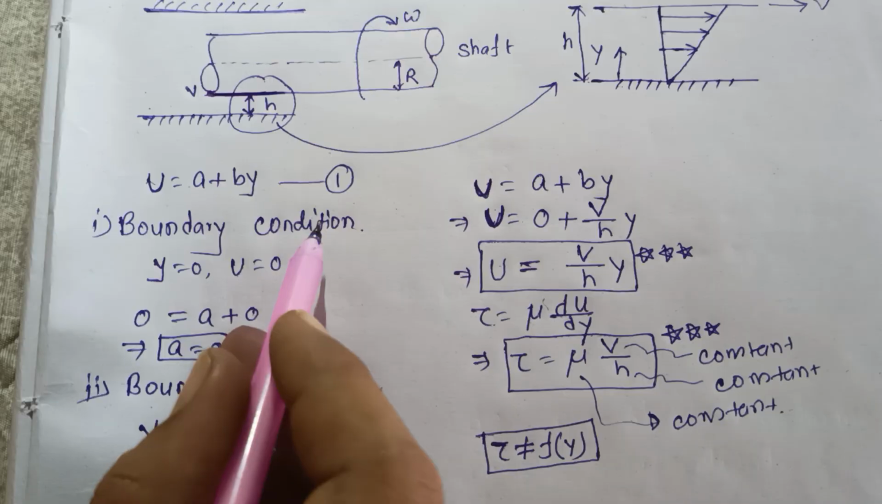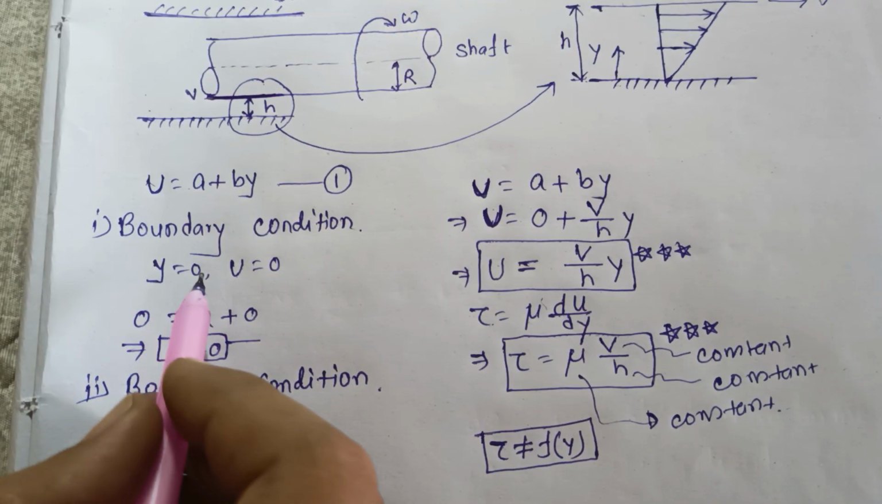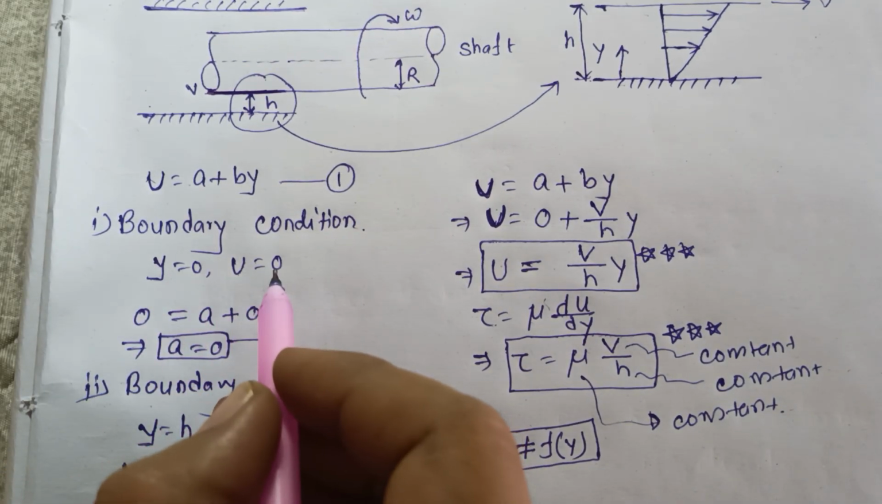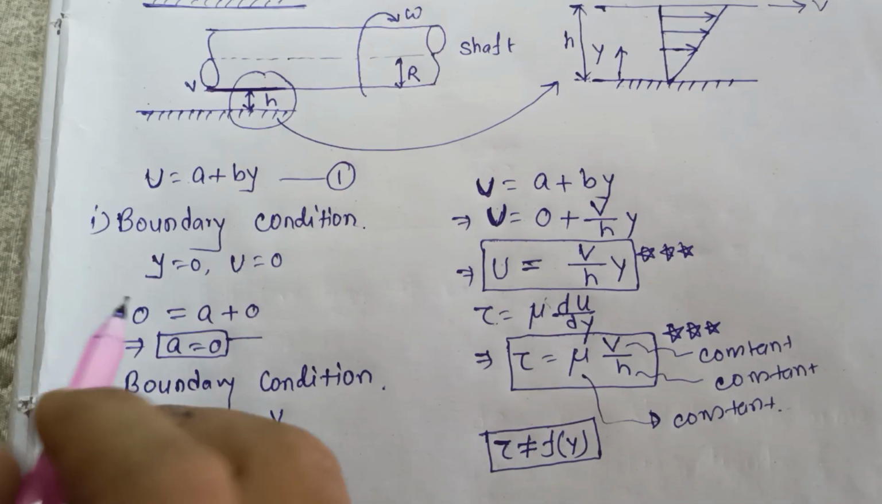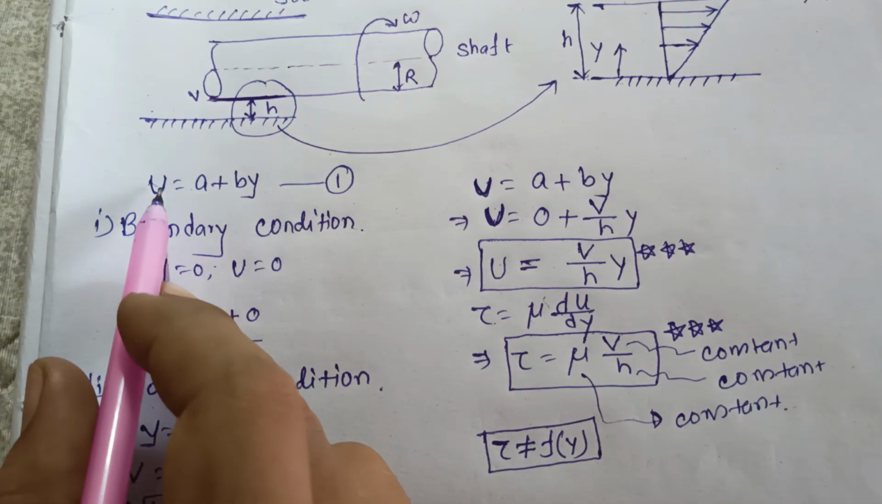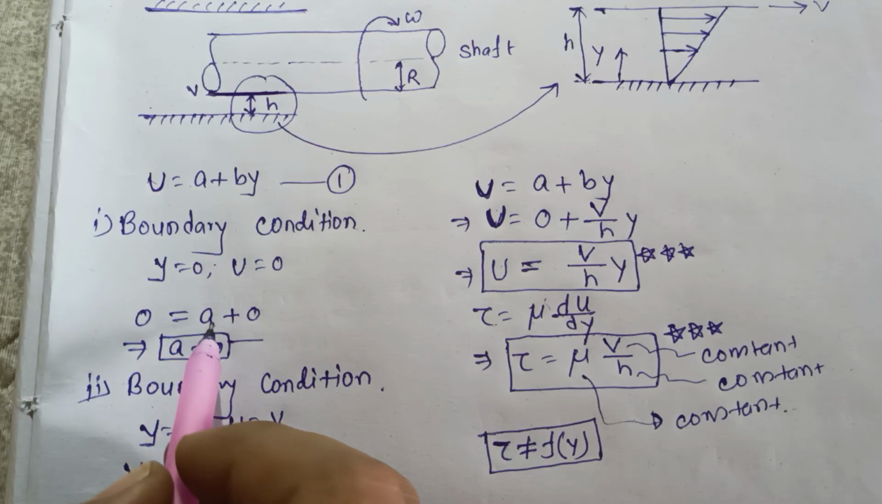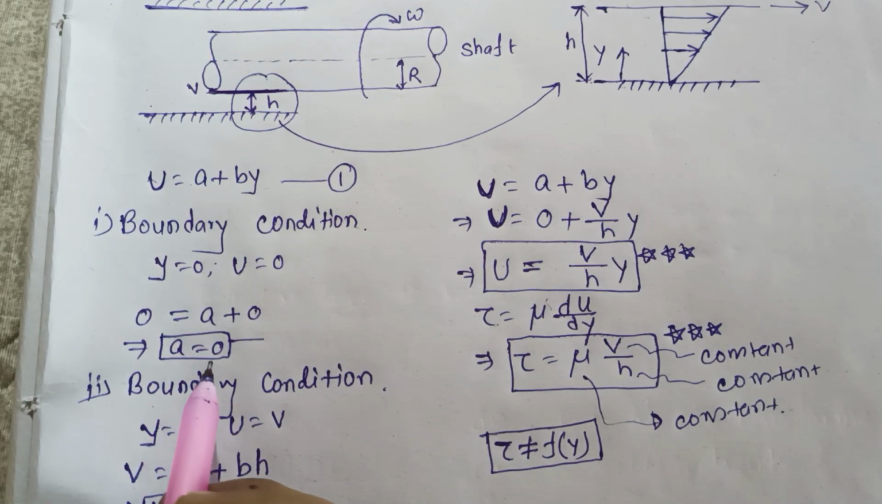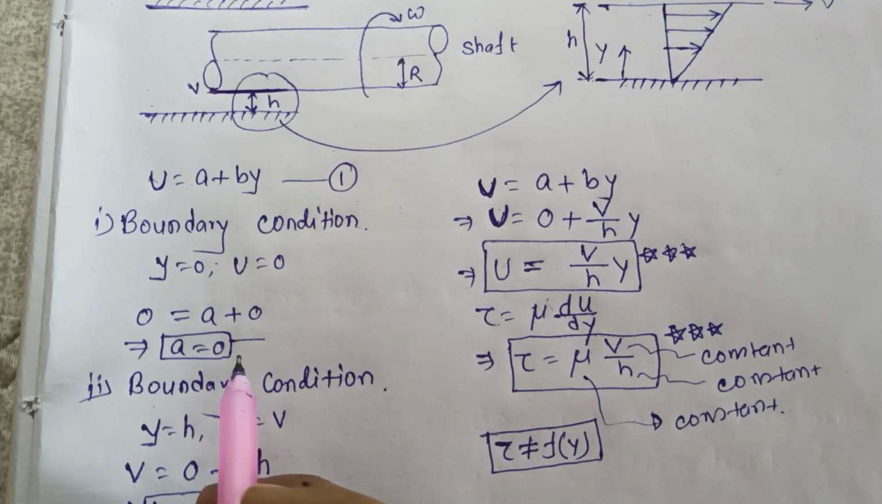Boundary condition 1: when y equal to 0, then u equal to 0. If we apply this boundary condition in equation 1, then 0 equals a plus 0. So from here you can see that the value of a is equal to 0.